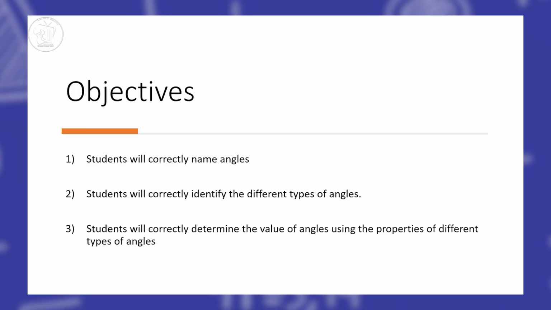In this video we will be looking at the types of angles, and at the end of this video we should be able to do a few things. One, we should be able to correctly label angles. Two, we should be able to correctly identify the different types of angles. And three, we should be able to determine the value of angles using the properties of different types of angles.